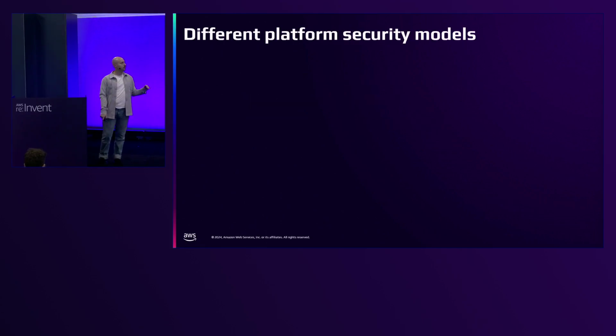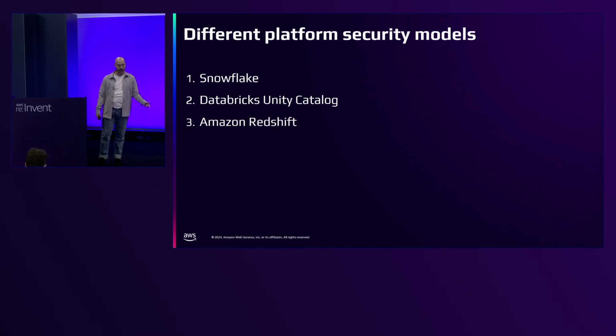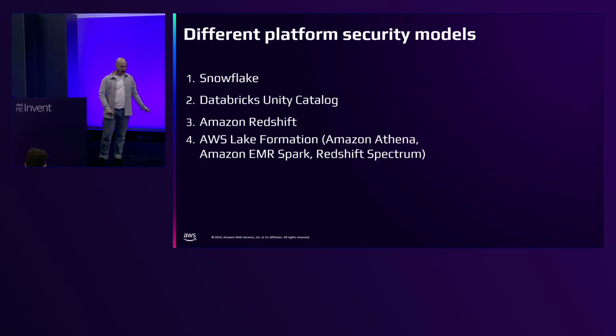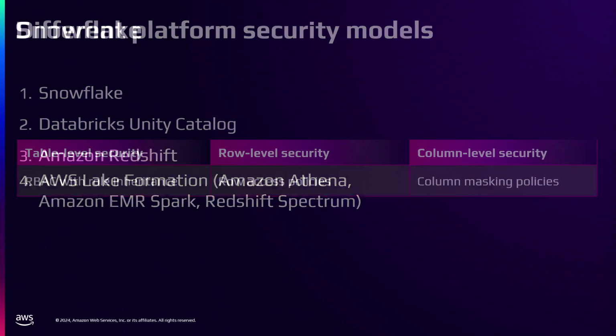So we're going to walk through a survey of some different platform security models. First, we're going to talk about Snowflake. We'll compare that to Databricks Unity Catalog. We'll compare that to Amazon Redshift. And then finally, we'll compare that to AWS Lake Formation, which is the security model for Amazon Athena, Amazon EMR Spark, and Redshift Spectrum.